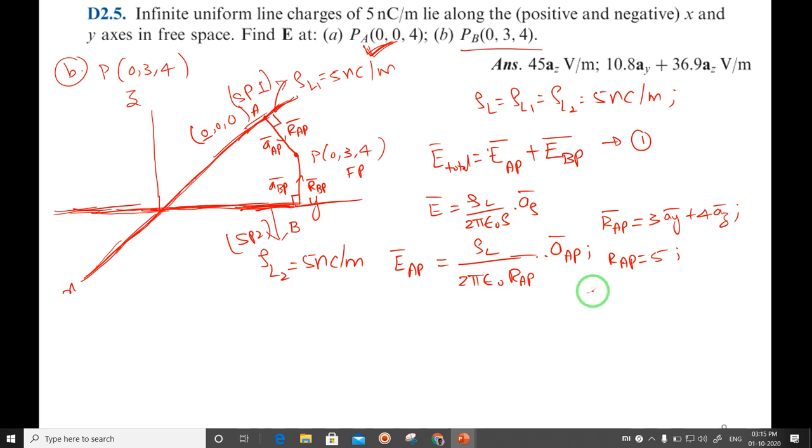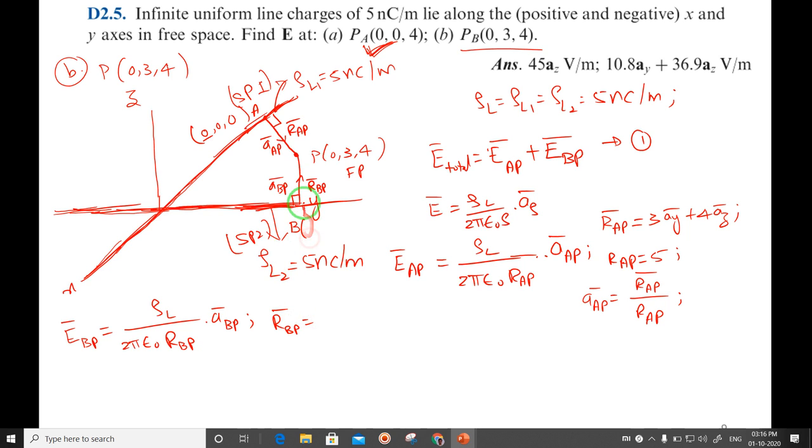What is a_AP? Just let me write it here. a_AP is equal to the vector R_AP divided by the magnitude of R_AP, right? So this we will substitute. Before that, I want to find out E_BP and I want to take common. So first let me write E_BP. What is E_BP? rho_L by 2 pi epsilon naught rho. What is rho? The distance from the second source point to the field point, R_BP, B to P, into a_BP. So we will find out R_BP.